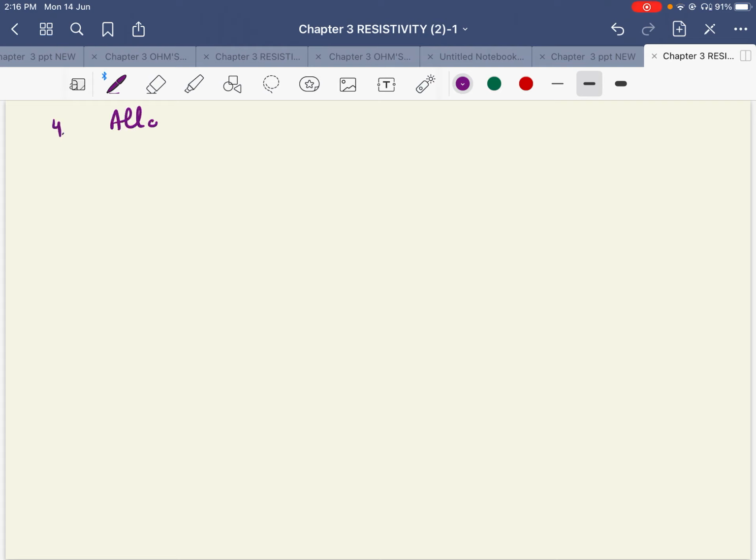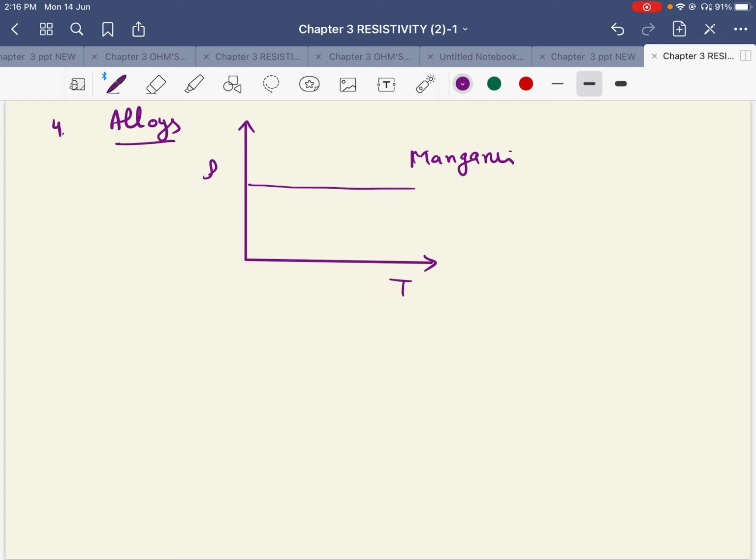And last point, if we consider alloys, then resistivity is almost independent of temperature. So for manganin wire, the graph of resistivity and temperature will be like this.